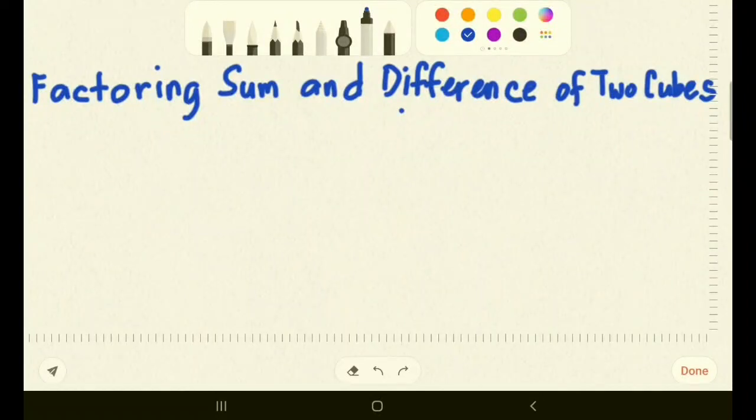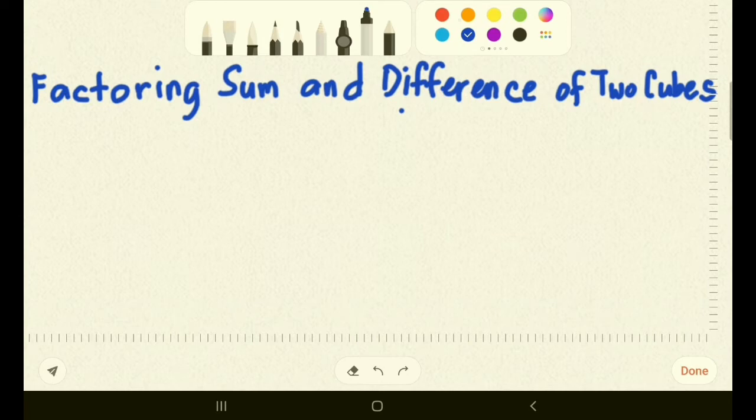Wonderful day, everyone! Last time we discussed factoring polynomials using greatest common monomial factors and also the difference of two squares. Now, I'm going to discuss another factoring technique for polynomials, specifically the sum and difference of two cubes.